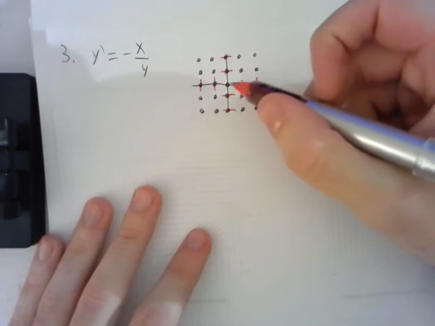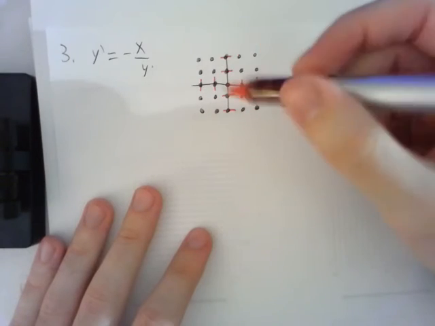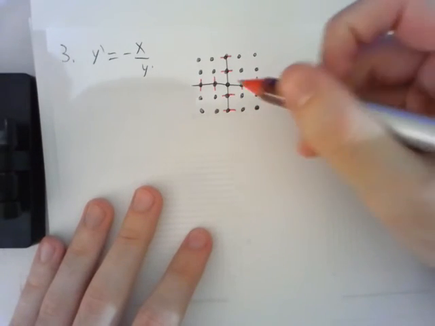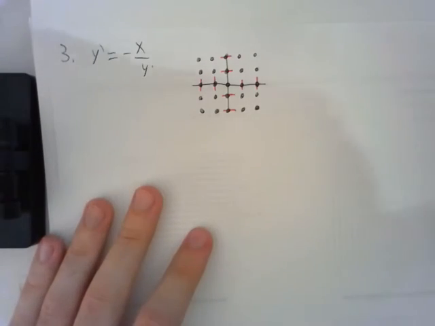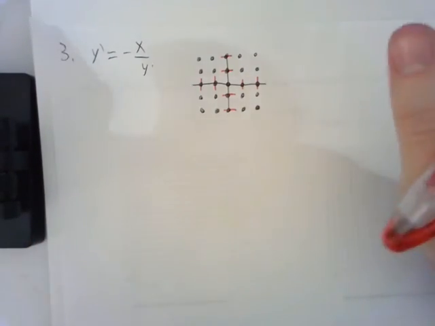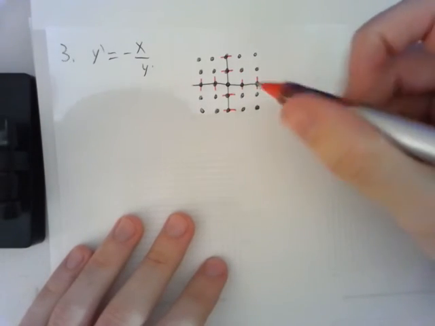But at 0, it's a bit unclear what's going on because we have 0 divided by 0. And so let's leave 0 alone. It's not so clear what's going on there. And the problem doesn't ask us to worry about 0. So let's just leave it at that. Now let's look at these points where neither x nor y is 0.